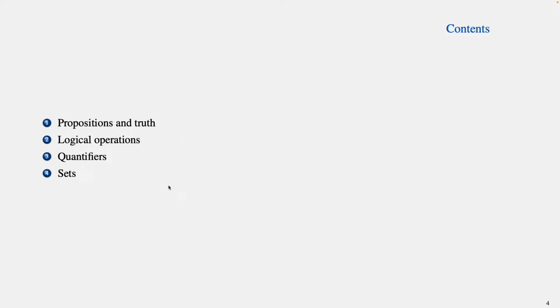Here's an overview of what this chapter will be about. First, I will introduce propositions and their truth values. Then we will look at logical operations on these propositions. Then I will introduce quantifiers to get a finer version of propositions. And finally, I will briefly introduce set notation.